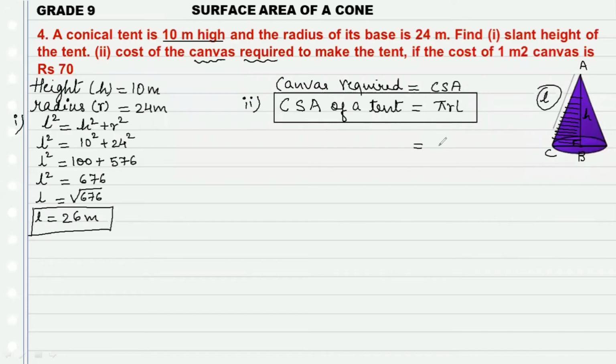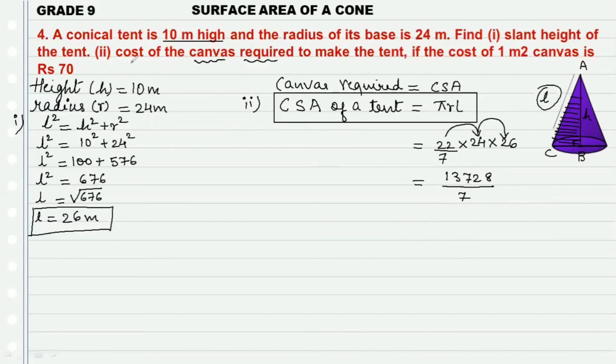So we have to find CSA: 22 by 7 is your value of pi. Radius is given in the question as 24 and your slant height is 26 meters, right? Solving this out, 22 multiplied by 24, multiplied by 26. The product of these three will be 13,728, divided by 7. Okay, let's keep it like this for now to make the calculation easier ahead. Don't do the simplification here. If you want, you can do it, no issues.